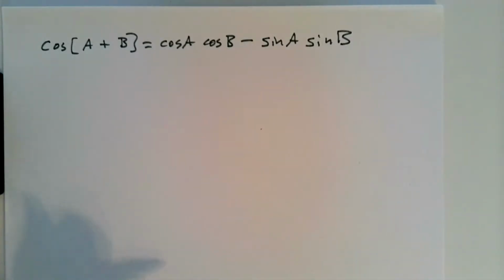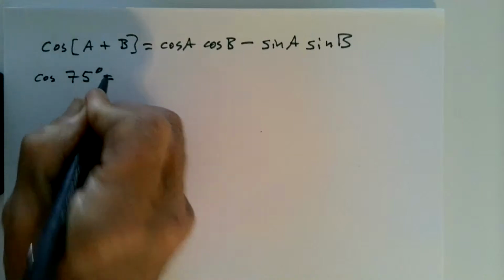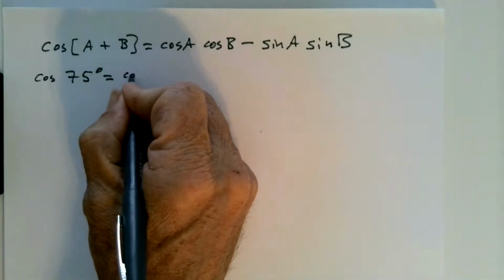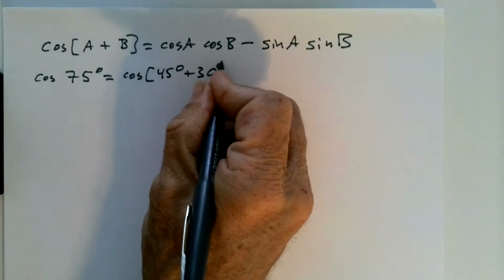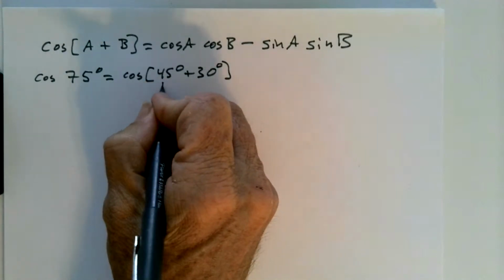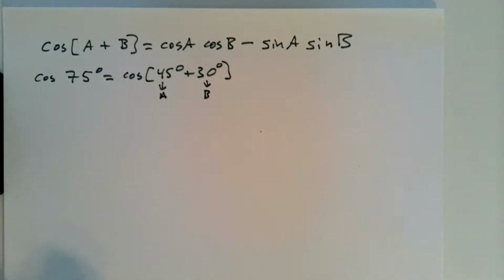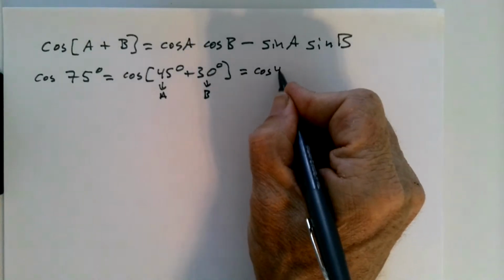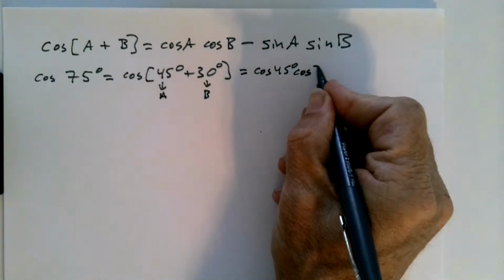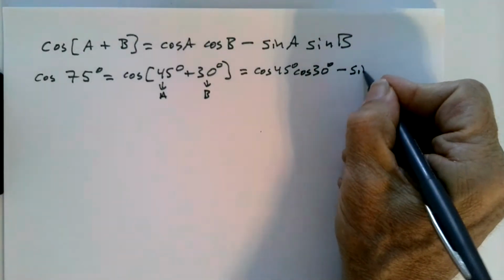So what is this good for? Well, one thing we could use it for would be to do something like cosine of 75 degrees would be cos of 45 degrees plus 30 degrees. If that's the case, 45 degrees is going to stand in for A, and 30 degrees is going to stand in for B. So I get cos A, cos B, cos 45 degrees, cos 30 degrees, minus sine A, sine 45, sine 30.